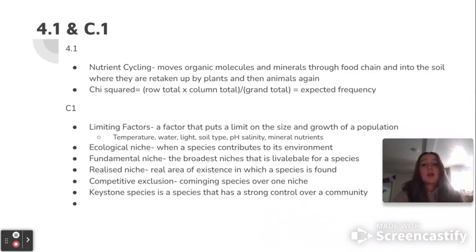Nutrient cycling moves organic molecules and minerals through the food chain and into the soil, where they are retaken up by plants and then by animals. Again, it just goes in a cycle of nutrients of how we gain it and others gain it as well.